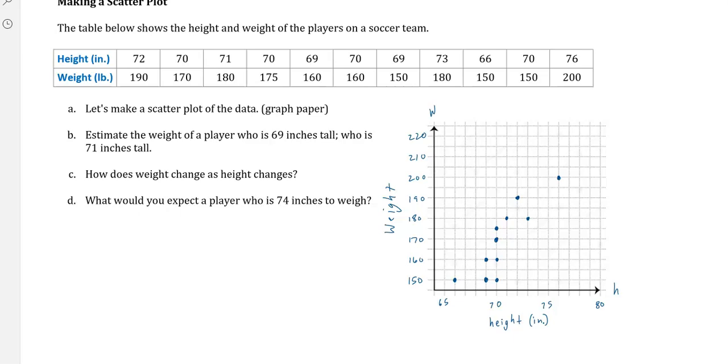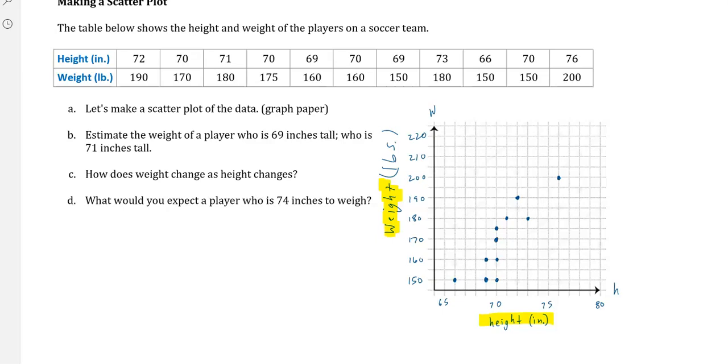Now, you can see here that I have created my own scatter plot. Across the bottom, I have the height of the players in inches. And then up the side, I have the weight of the players in pounds. And then I have taken the data from the table and placed it into my scatter plot.